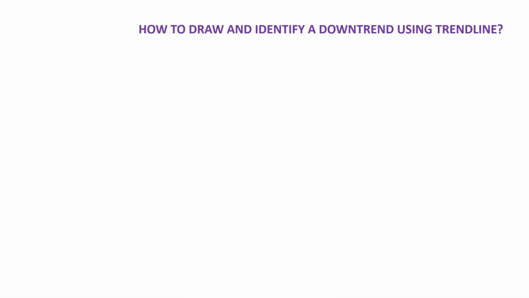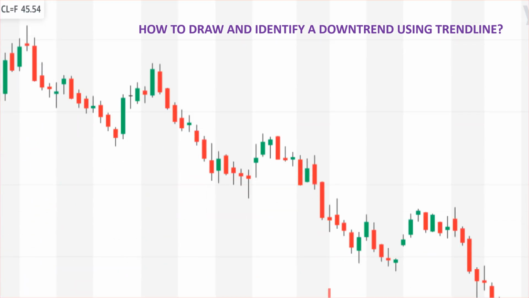How to draw and identify a downtrend using a trend line. When it comes to trend analysis in price action, the first step is to identify and confirm the direction of the market trend. Let's take a look at the daily chart of CL stock as an example.